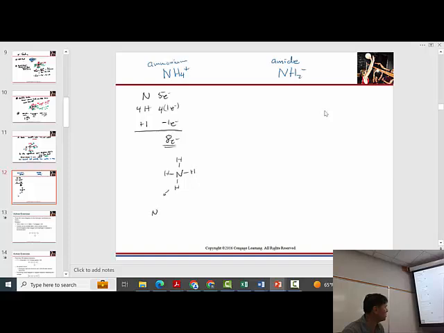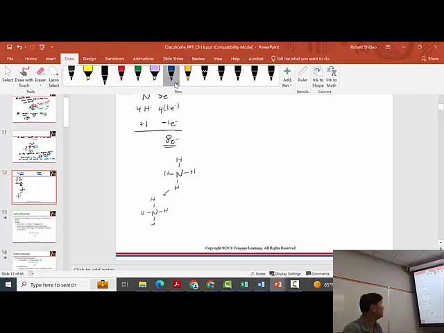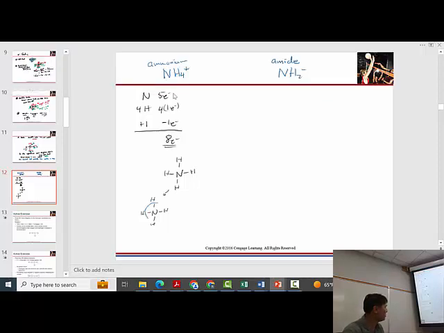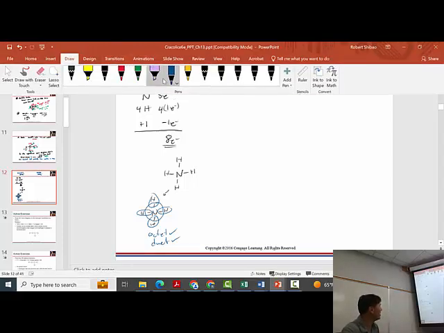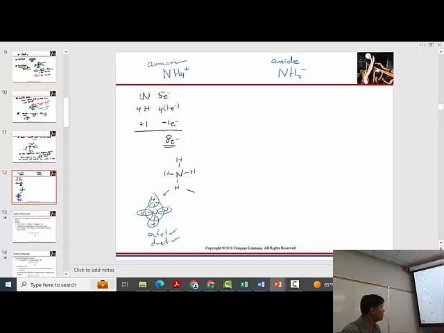The first way is octet duet, so we're set here. And so this is the first thing we always look for. We always look for the octet rule. And then the hydrogens have a duet. So the octet is good. Duet is good for hydrogen. Okay, the next way we look at this is by looking at the formal charge.